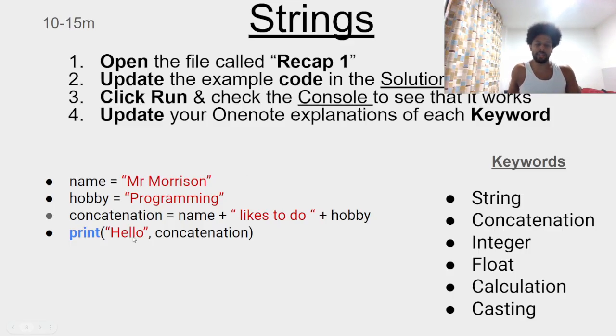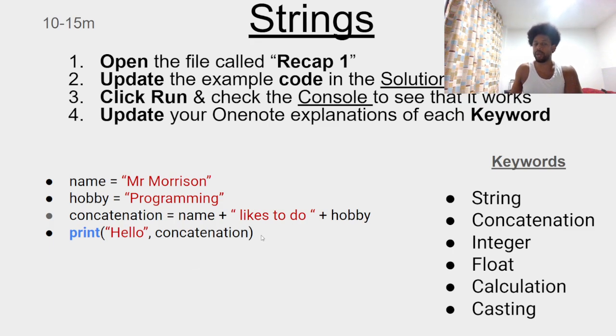So when I say print hello concatenation, again, what did you think would print out? I'm hoping that you came up to the conclusion it would say Mr. Morrison likes to do programming. It will take the name and then add that to the literal string that I put in, and then it will take hobby, the variable, which is another literal string, and it will just add those 3 together.